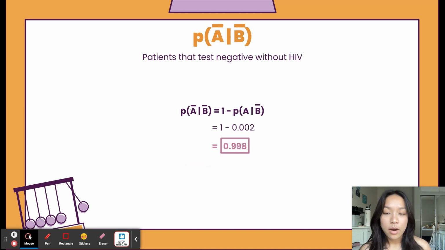And similarly, like our second problem, this is just going to be a complement of the previous problem. So A complement given B complement will just be 1 minus the percentage that we just got. So 1 minus 0.002 is going to give us 0.998.